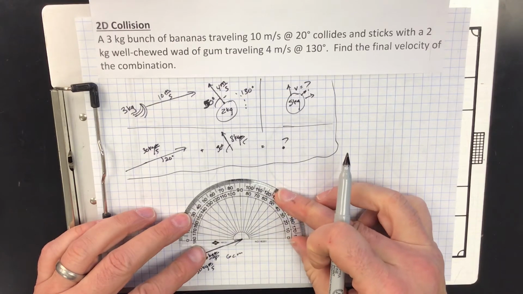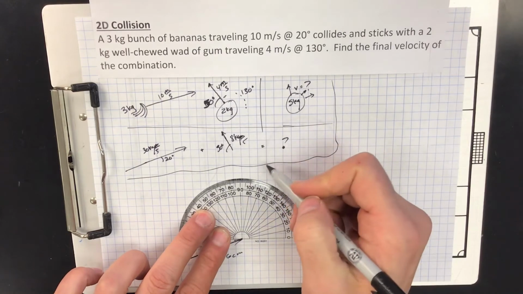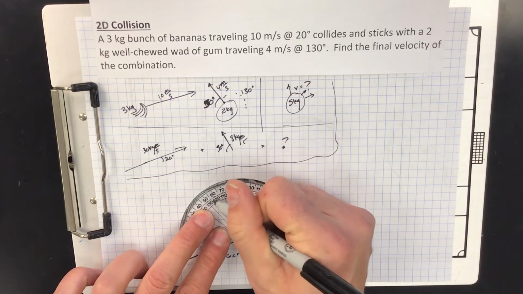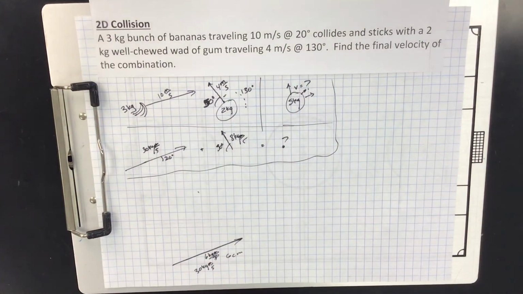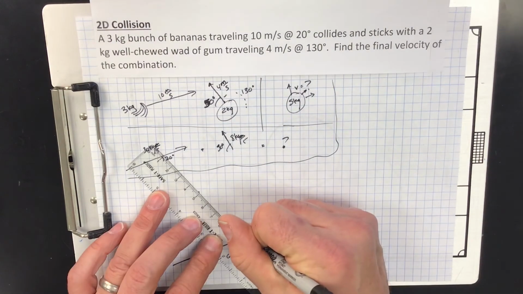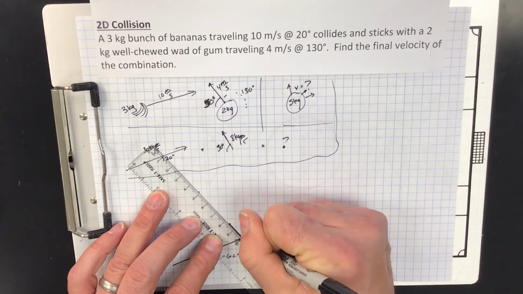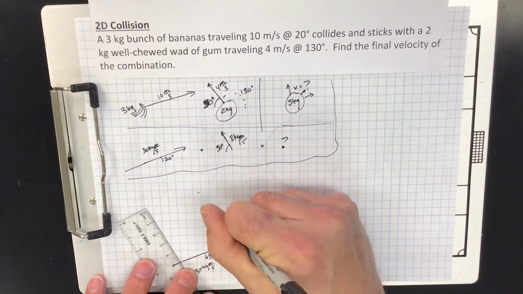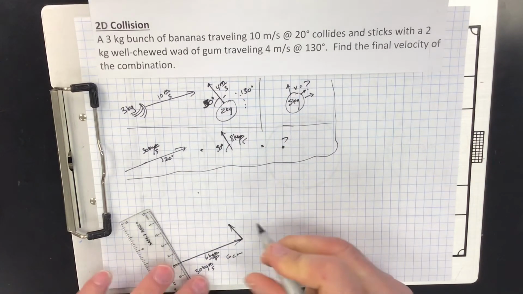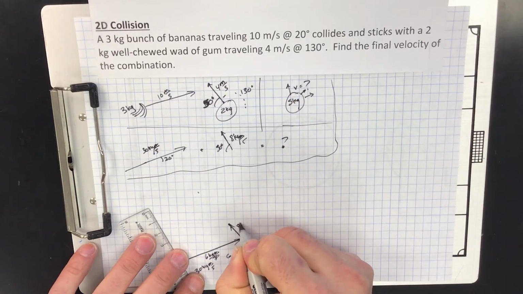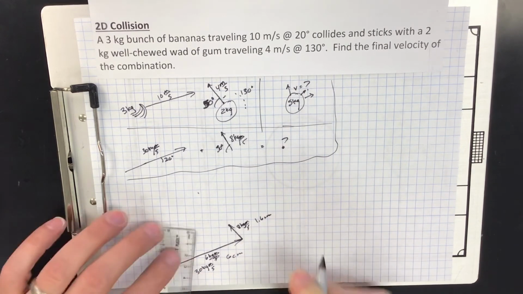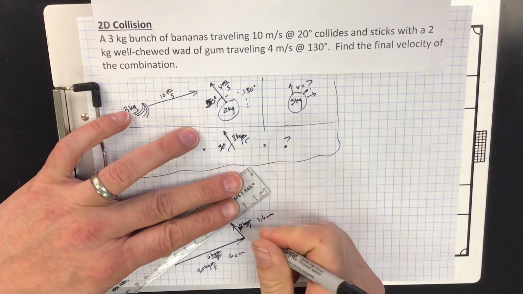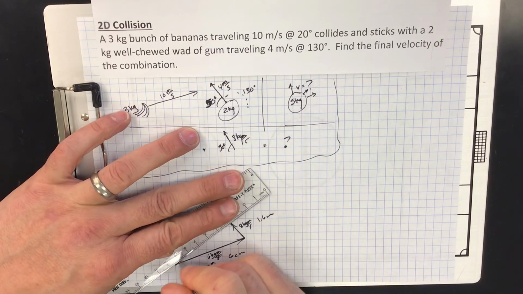So line this baby up as carefully as you can. At the tip of it, 130 degrees: 90, 100, 110, 120, 130, right here. Measure that at 1.6 centimeters. In that direction, this is 8 kilogram meters per second, 1.6 centimeters to remind you of the scale. And then connect the beginning point and the ending point.